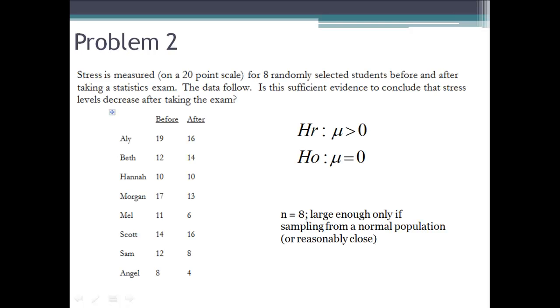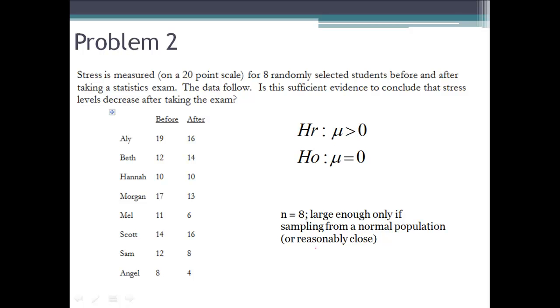So for problem 2, we're looking at stress measured before and after taking a statistics exam. So for example, with Allie, before the exam, she had a stress level of 19. After the exam, that had reduced by 3 to 16. We're going to look at differences in terms of before minus after. My research hypothesis is going to be that the population mean mu of the differences, you'll see what I mean by that in just a moment, is greater than 0.